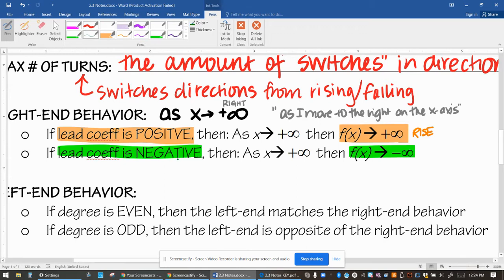But if your leading coefficient is negative, then your right end y values are going to fall. It sounds confusing, but I promise that the more you practice, it'll get easier.